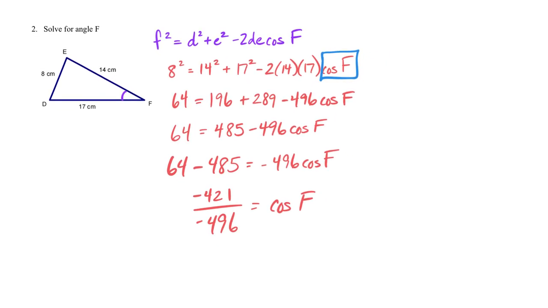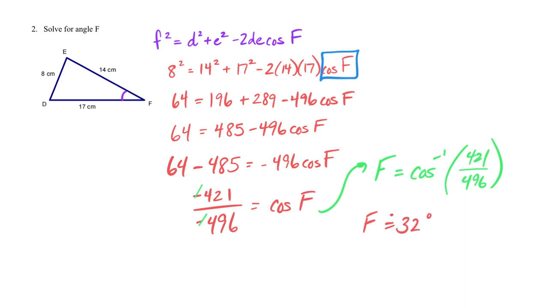Now, if you want to write this line in, we can say, well, therefore, F is going to equal the inverse cos, and I don't even care about those negatives. I am calculating the inverse cos of 421 over 496. And when I do that, I'm finding an angle, which means I need to round that off to the nearest degree, and I find that F is equal to 32 degrees.